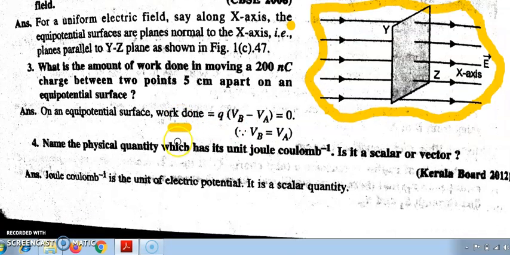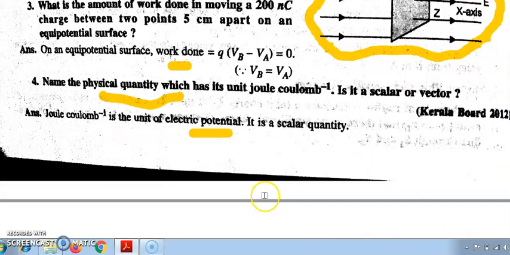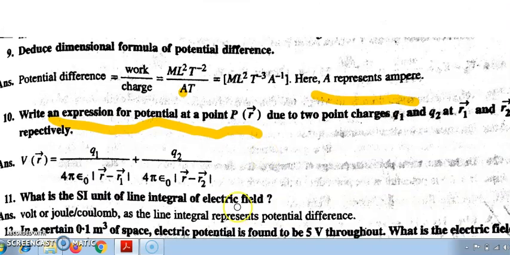Okay. Now the fourth question is: name the physical quantity which has its unit joule per coulomb. Is it a scalar or vector? Joule per coulomb is the unit of electric potential, and that is a scalar quantity. Now you have to find the dimension formula of potential difference. We already discussed that there is a basic difference between potential and potential energy. So you have to find the dimension of the potential.